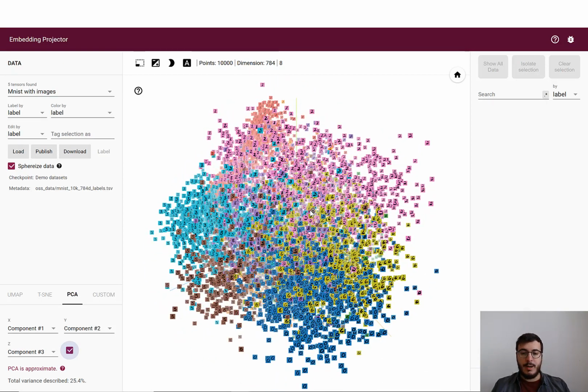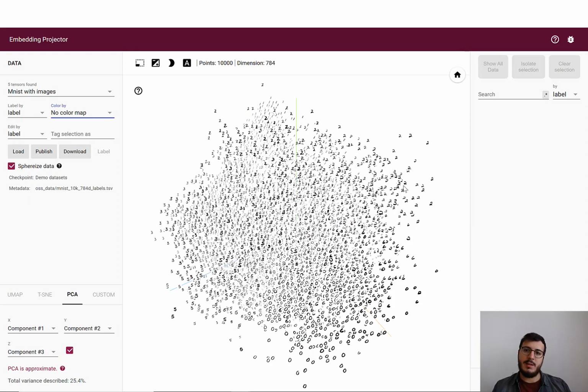So even though we see some clustering structure, if we didn't have the labels, so let me, for example, turn off the labels, this looks like a mess, right? We can't really tell apart, if we didn't know the labels in advance, that these are different clusters.